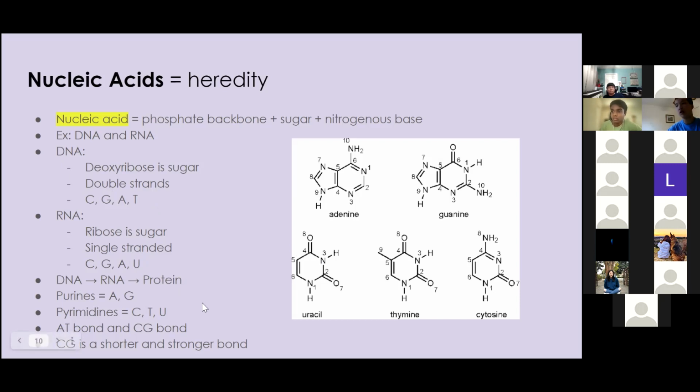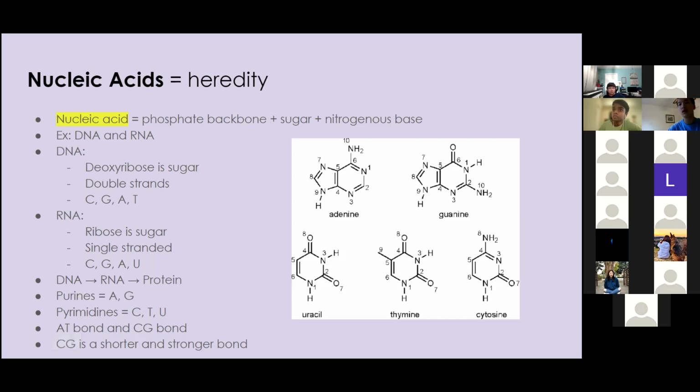Again, these nitrogenous bases are divided into purines and pyrimidines. The purines are the adenine and guanine, and the pyrimidines are the cytosine, thymine, and uracil. The adenine and thymine bond, and the cytosine and guanine bond. The way I remember this is kind of trivial, but A and T, there's no curves in their letters, so that's why they bond, and then C and G, they're kind of curvy letters, so that's why they bond.